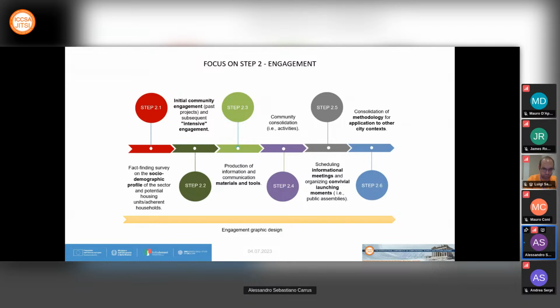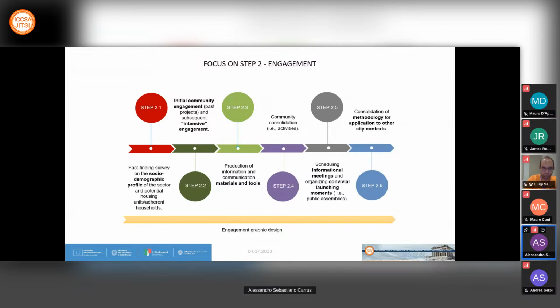In the third sub-phase, the information campaign began with the production of communication materials and tools. Then we moved to the fourth sub-phase, which consists of the consolidation of the community. The fifth sub-phase includes the organization of an information meeting and a convivial moment of launch of the energy community. Finally, the last sub-phase consists of the consolidation of the methodology development for application in other city contexts. All these sub-phases are accompanied in parallel by the graphic design for the engagement campaign.